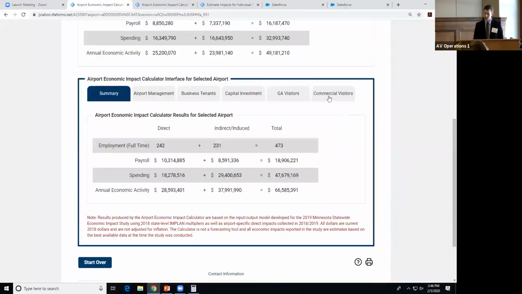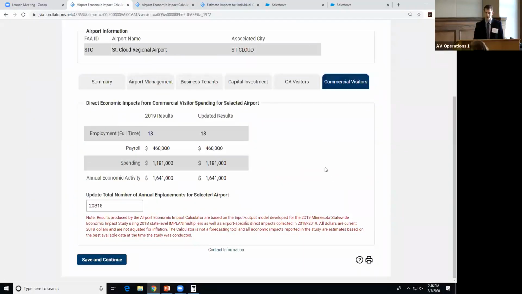Now, St. Cloud's a commercial airport, so we can adjust the commercial visitor numbers. The main driver of that is enplanements. The percent visitors will stay the same no matter what you put in here. Let's say they roughly double, so from 20,000, 21,000 to 40,000. They get more Allegiant service in there. I'm sure they'd be happy to hear that. Then we go from 18 direct jobs to 35 and 1.6 million in annual economic activity to 3.15.